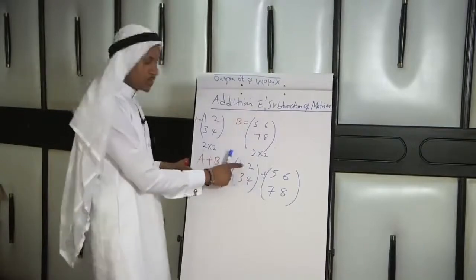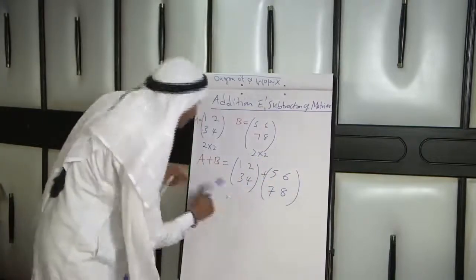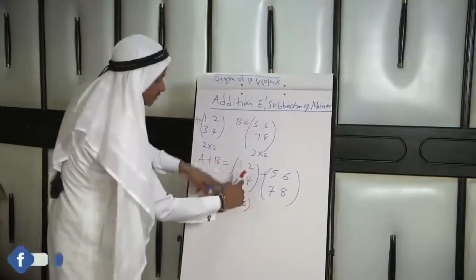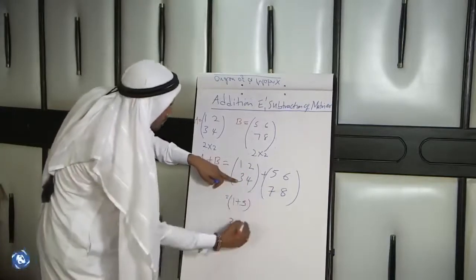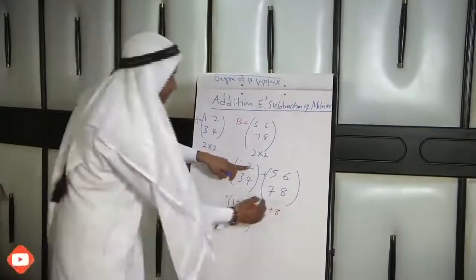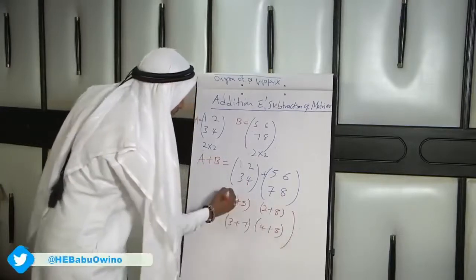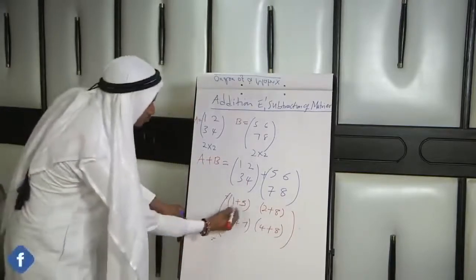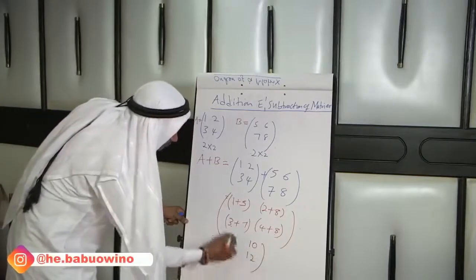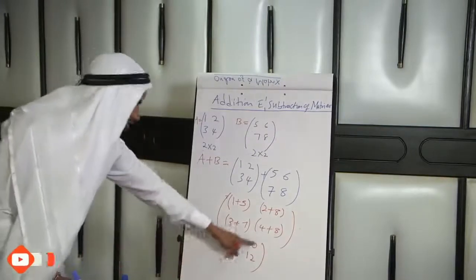The first element, you add it to the first element of the other matrix. So the first element here is 1, add it to the first element here, which is 5. Then the second element here is 3, add it to the second element here, which is 7. Then the third element here is 2, add it to the third element here, which is 6. The fourth element here is 4, add it to the fourth element here, which is 8. So what do we get? This is going to be 6, 10, 8, 12. So A plus B equals 6, 10, 8, 12.